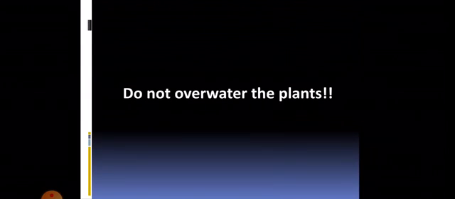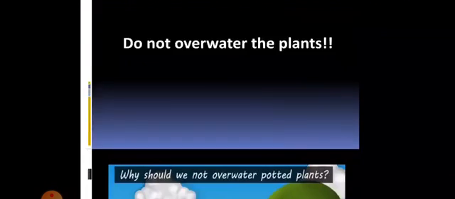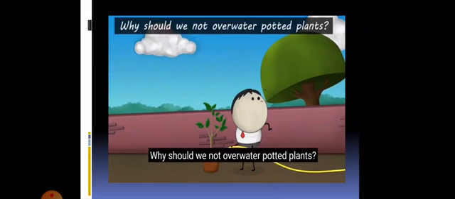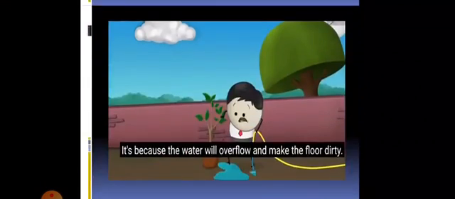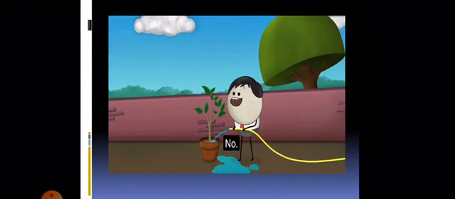Now let's know why not to overwater the plants. Why should we not overwater potted plants in our house? Is it because the water will overflow and make the floor dirty? No.